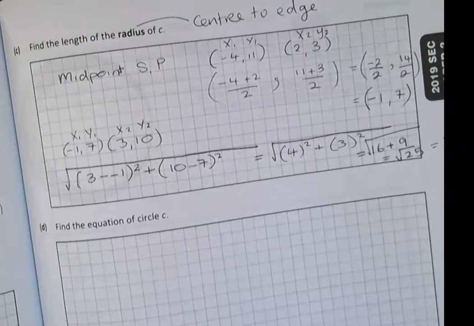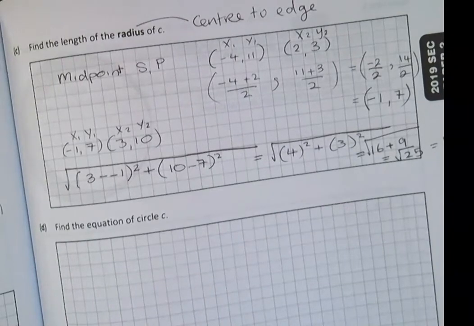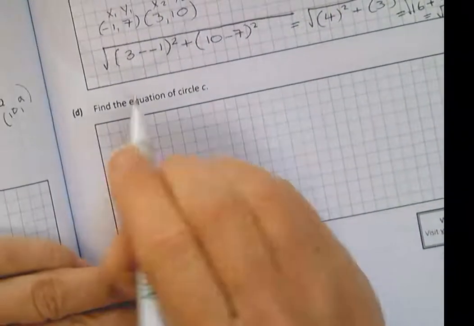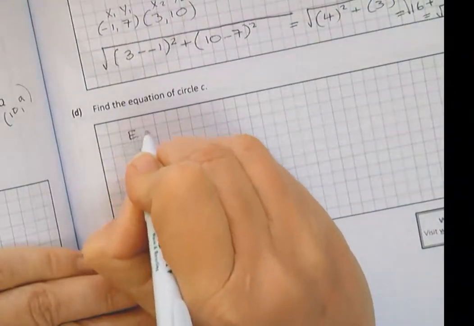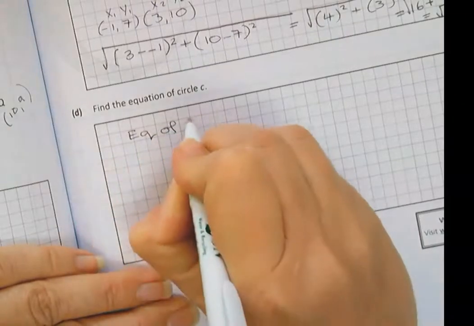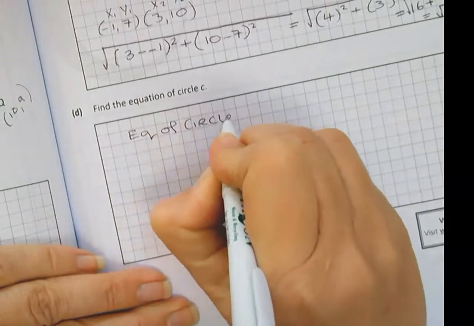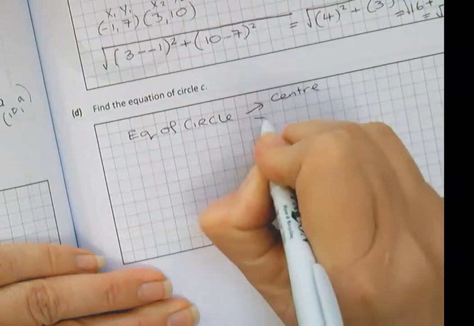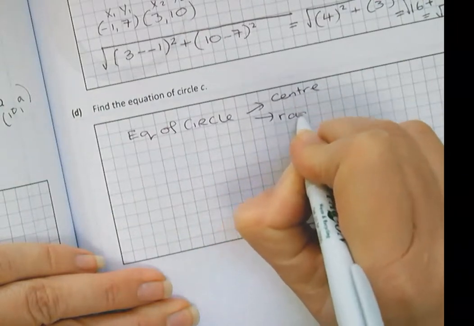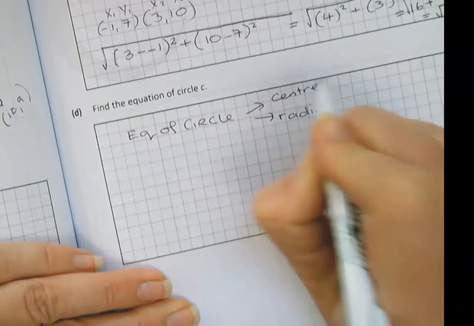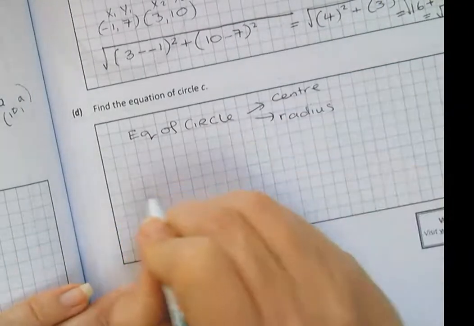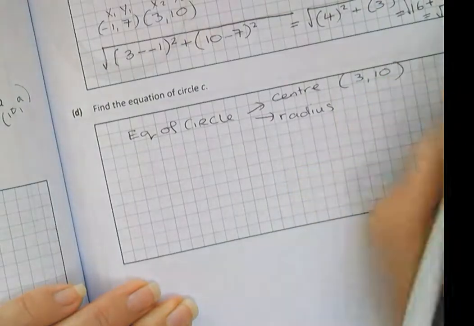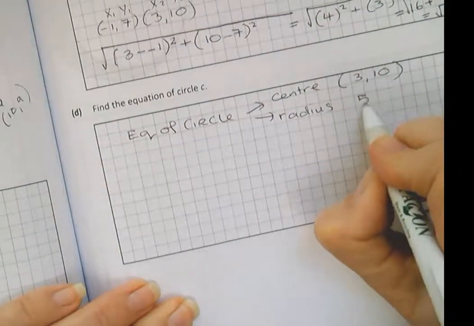Okay. The final bit of this sum asks you to find the equation of the circle C. So you want an equation of a circle. For an equation of a circle, you need its center and you need its radius. So our circle, we know its center is (3, 10). We have just worked out its radius as being 5.